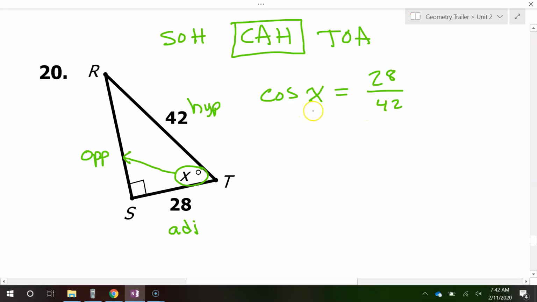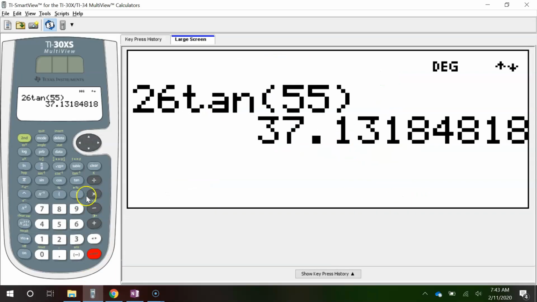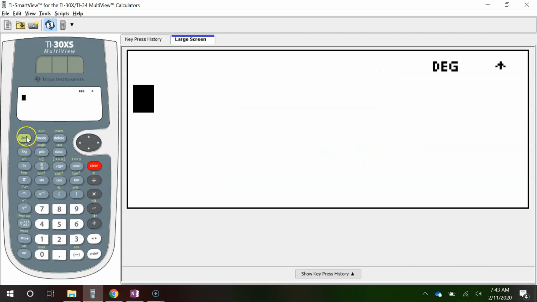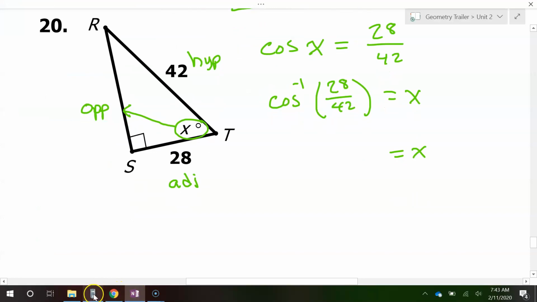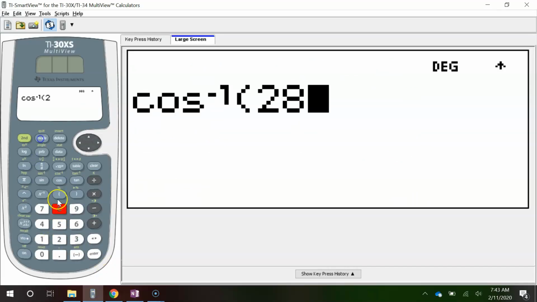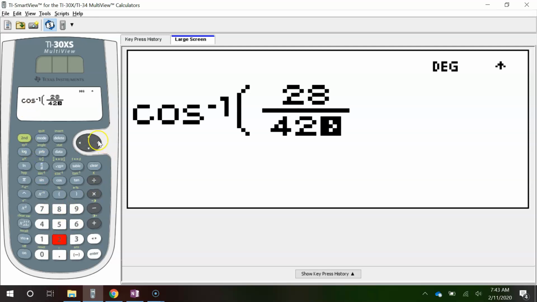Now, is this the one where we multiply, swap, or inverse? When the variable is inside the trig function, that is when you do the inverse. So we will have inverse cosine of 28 over 42 is equal to x. And this is just a calculator thing. Okay, so we will do inverse cosine, so second cosine of 28 over 42.